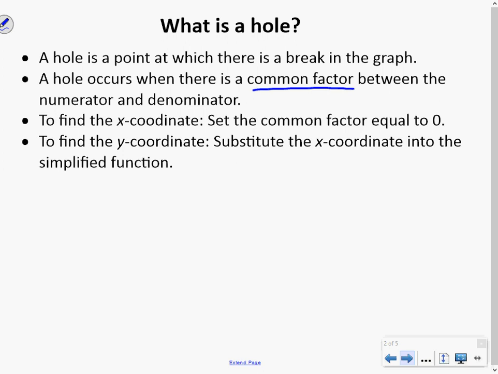So to find the x value, I spelled coordinate wrong, I just realized. To find the x value, we're just going to set that common factor that cancels equal to 0 and solve for x. To find y, we're going to take that x value we just found and plug it back into the simplified function, the function that we get after we canceled out that common factor. So let's see an example here.